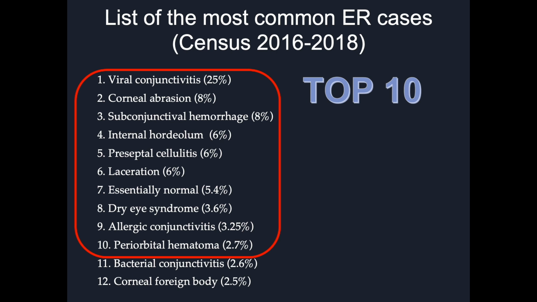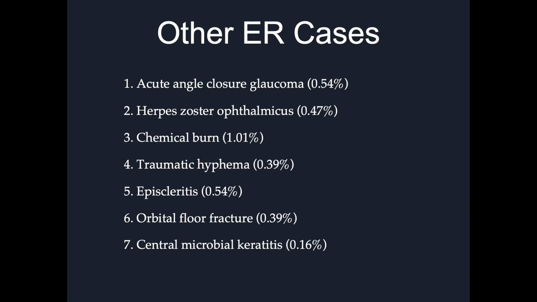As you can see, the most common is still viral conjunctivitis, or sore eyes. And at number 7, sometimes the patient just has a normal eye exam, and the patient just needs to be reassured. And in some other ER cases, which are not that common, some are actually life-threatening and some are urgent. And you also need to know how to manage these cases, such as acute angle closure glaucoma or a chemical burn perhaps.